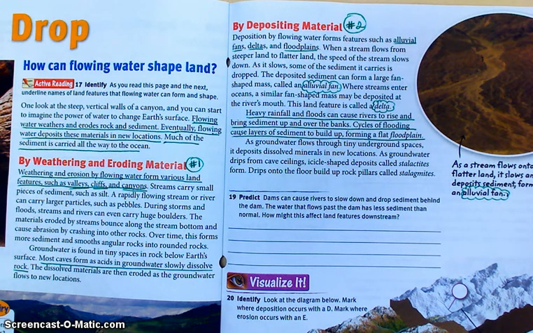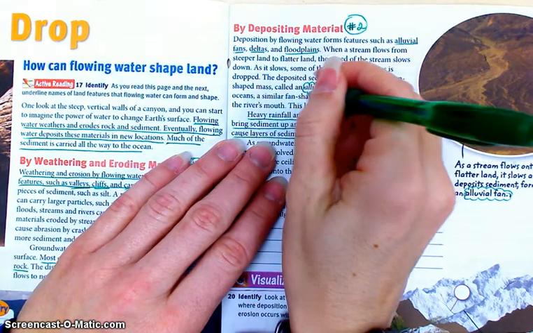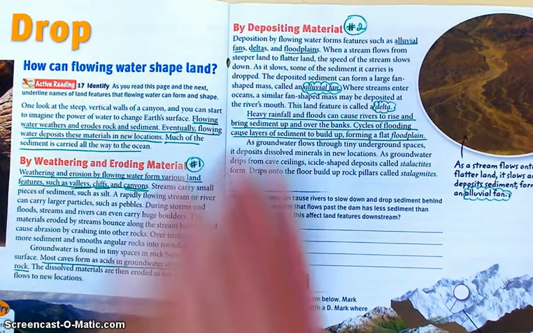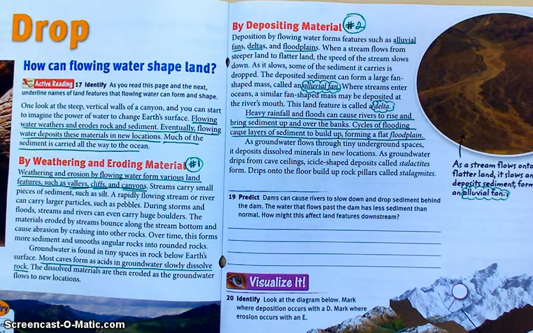Okay. When a stream from steeper land flows to flatter land, the speed of the stream is going to slow down because it's not as steep of a hill anymore. And as it slows, it's less able to carry large pieces of sediment. So some of the sediment is going to be dropped down to the bottom of the riverbed. The deposited sediment can form a large fan-shaped mass called an alluvial fan. Where streams enter oceans, a similar fan-shaped mass may be deposited at the river's mouth, and this is called a delta.